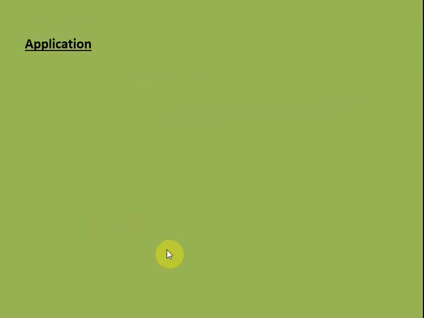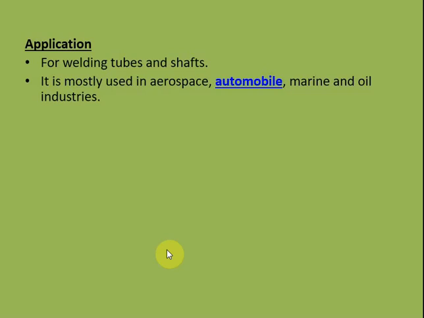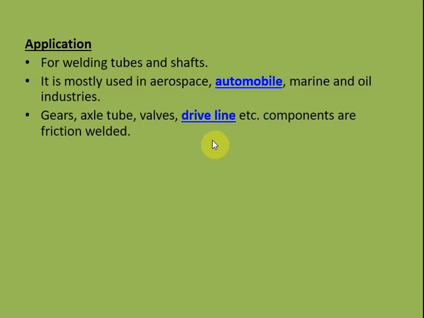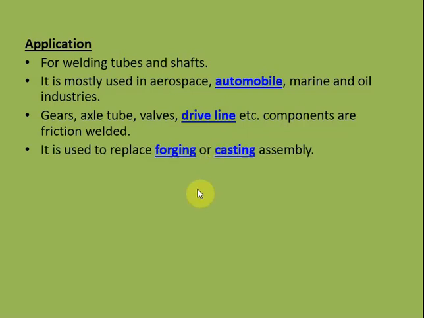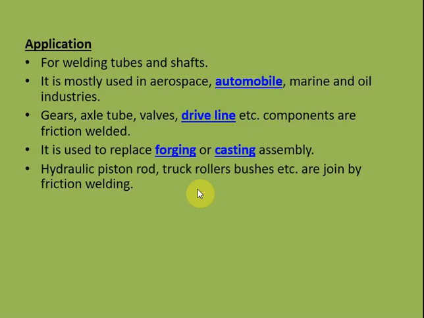Now the applications are: it is mainly used to weld tubes and shafts, and the application is mainly in aerospace, automobiles, marine and oil industries, especially the gear, axle tube, valve, drive lines, etc. It is used to replace forging or casting assembly. Hydraulic piston rods, truck rollers, bushes, etc. are joined by friction welding.